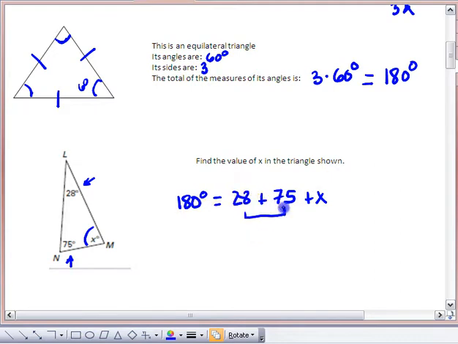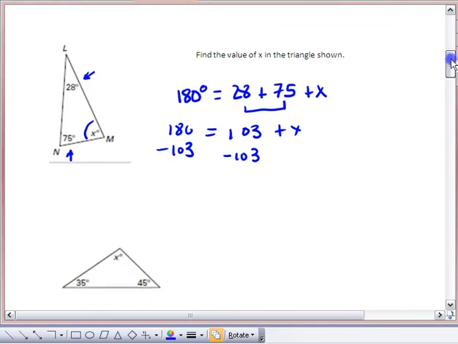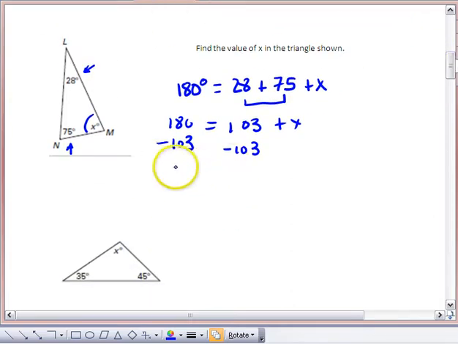So if I start by adding these two, I get 103 plus x equals 180. Now I'm going to subtract 103 because that is going to undo adding 103. And that gives me 77 degrees equals x. So now I know the measure of that angle.